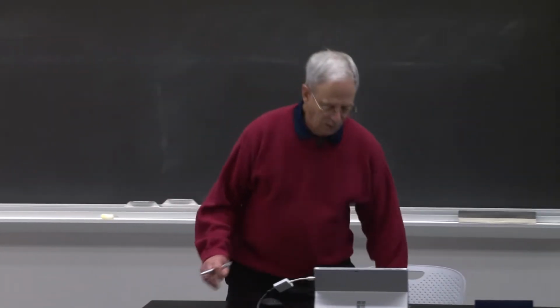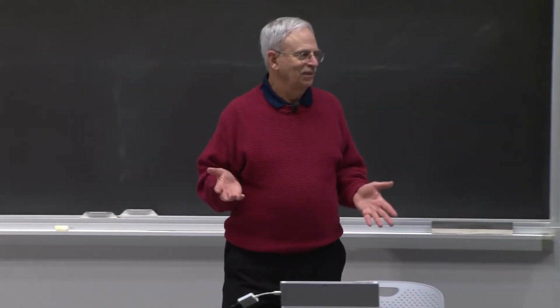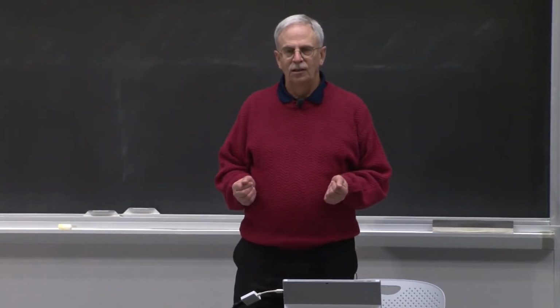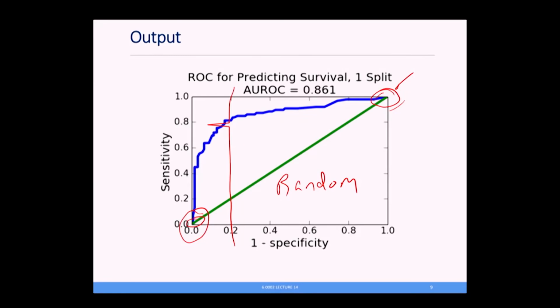The green line represents a random classifier. I flip a coin and I just classify something positive or negative depending on the heads or tails in this case, right? So now we can look at an interesting region, which is this region. The area between the curve and a random classifier sort of tells me how much better I am than random.